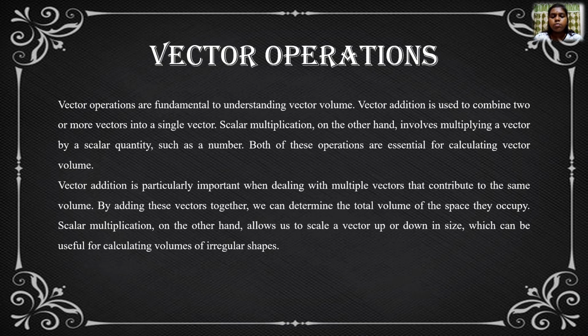Vector addition is particularly important when dealing with multiple vectors that combine to the same volume. By adding these vectors together, we can determine the total volume of the space they occupy. Scalar multiplication, on the other hand, allows us to scale a vector up or down in size, which can be useful for calculating volumes of irregular shapes.